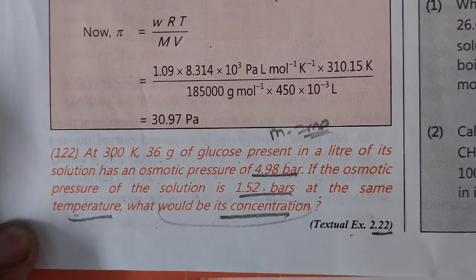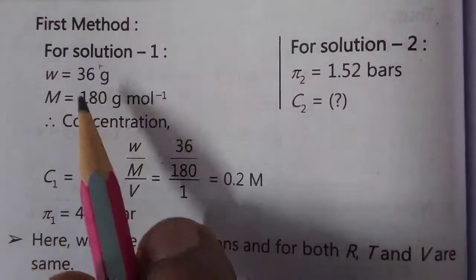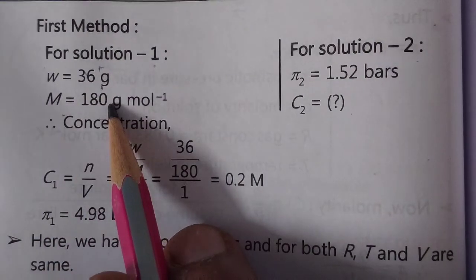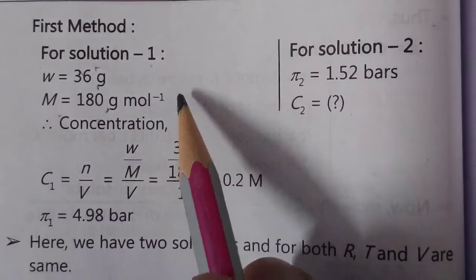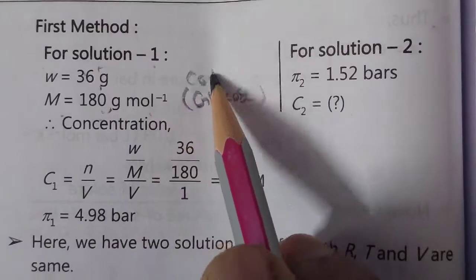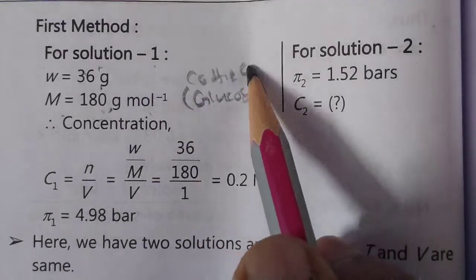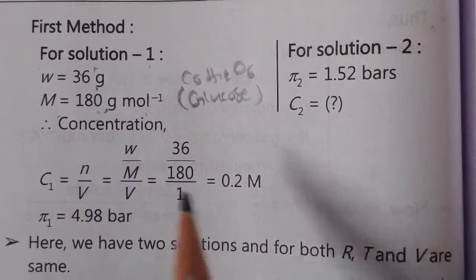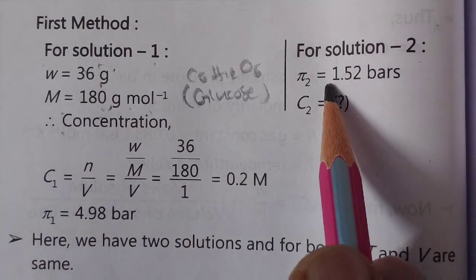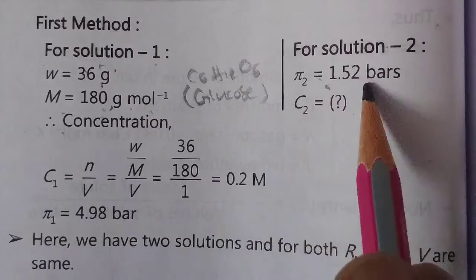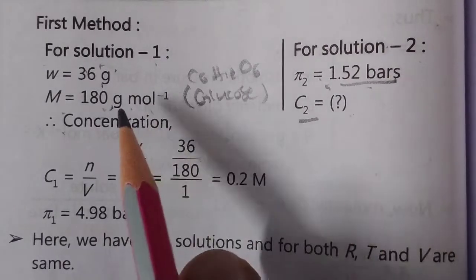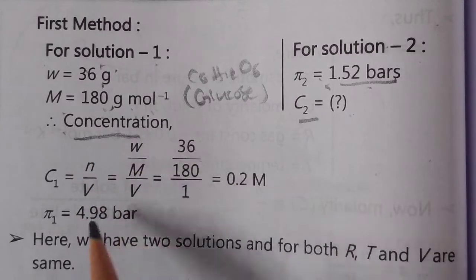So we will solve this sum now. First, for solution 1, the weight was 36 gram and the molar mass of glucose is given. Glucose is C6H12O6, so it is 180. Now in this, weight is given, molar mass is given, pi 1 is given. That is for solution 1. For solution 2, pi is also given, you can see 1.52 bar, and C2 you have to find in this case.